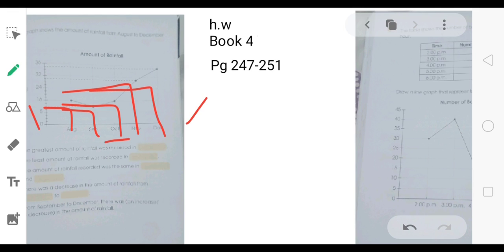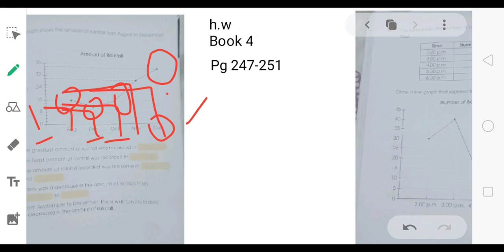Now listen to me. Come to the question, part A. The greatest amount of rainfall was recorded in which month? You can see over here this one. It is December. The least amount of rainfall was recorded in dash. In which month was the least amount of rainfall recorded? That one is September. Part C. The amount of rainfall recorded was the same in dash month. In which months? This one and this one are the same. That is 16. In which months? August and October.